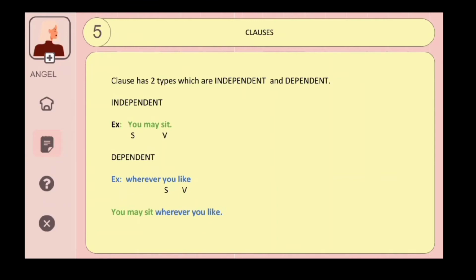So to make this sentence complete and make sense, we can add an independent clause here to complete its thought. So, "You may sit wherever you like." It has a subject-verb combination, and it also gives us a complete thought.